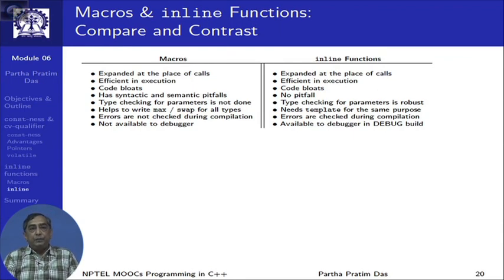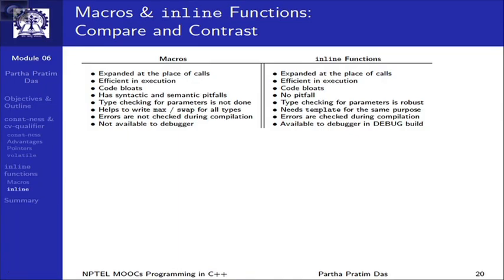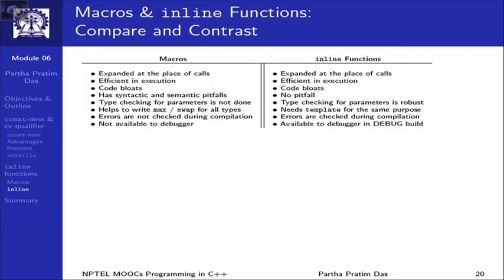But the next point is, the macros have syntactic and semantic pitfalls. We have shown two of them. The A+1 was a syntactic pitfall, so we could manage it by putting parentheses around them. ++a was a semantic pitfall, because of the way the ++ is executed, so we could not manage that, we had to live with it, but inline functions will not have any such pitfall.